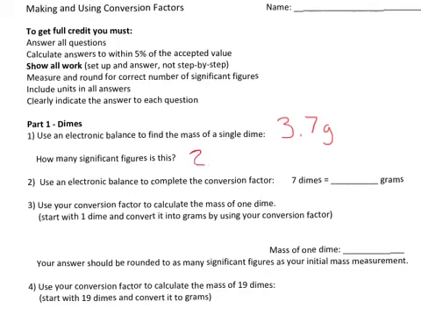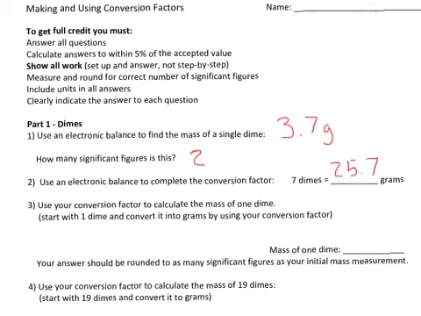Now what I'm going to do is I'm going to use my electronic balance to get this conversion factor. 7 dimes equals how many grams? Well, I put it on there, and let's just say when I did it, what I got was 25.7 grams.